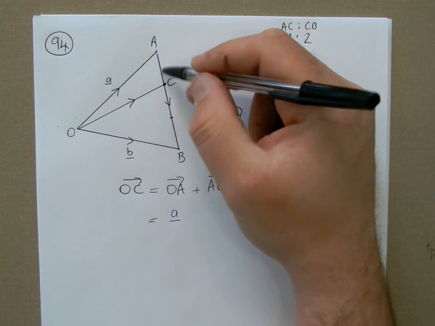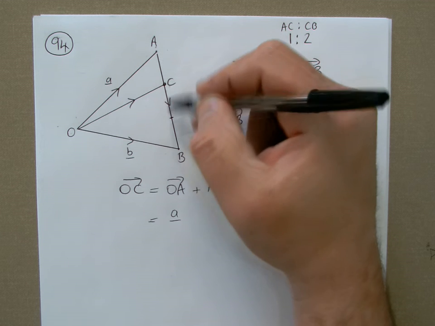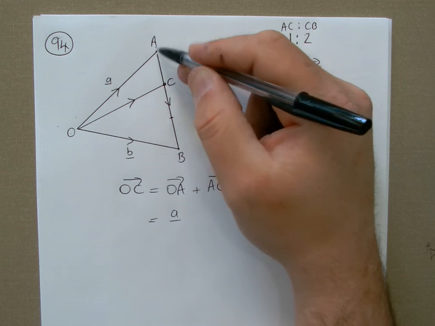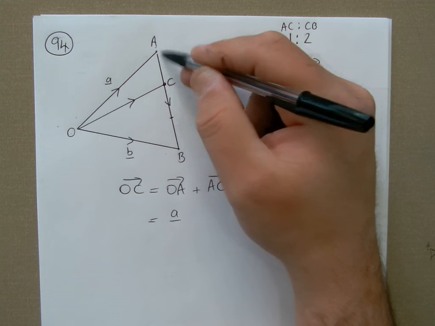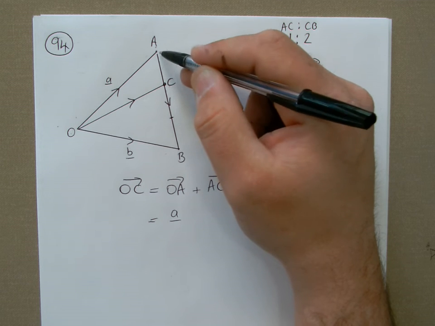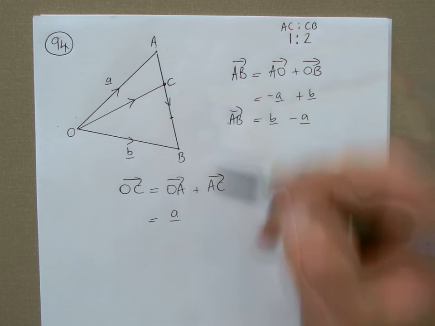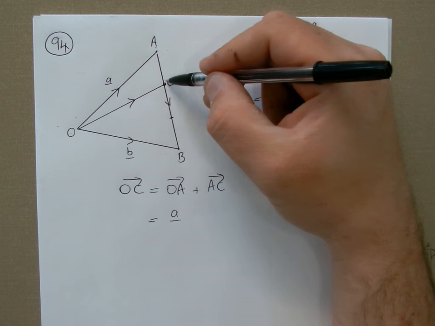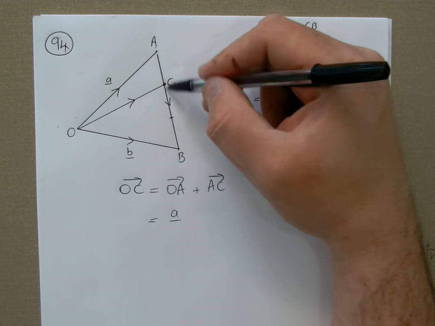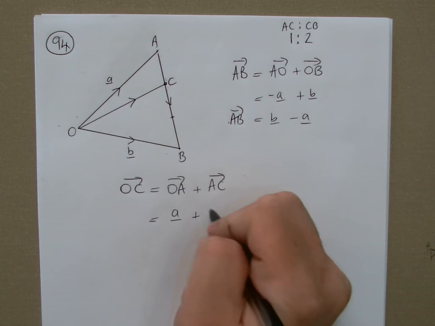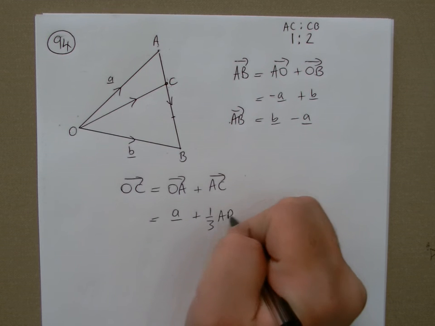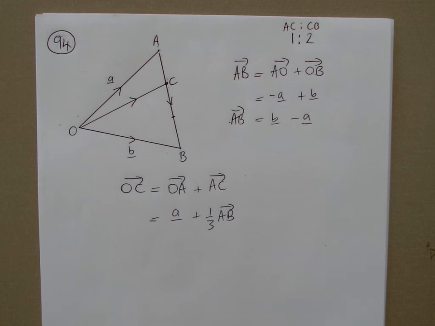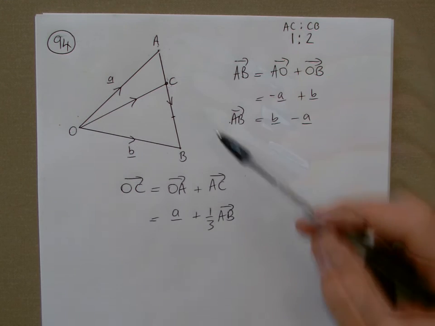However, A to C is on the same road, if you like, as A to B. It's the same direction as the vector A to B. So we can think of A to C as a fraction of the vector A to B, a part of it. And the fraction, if you think of it from A to C, is going to be 1 part out of the total of 3. So we can think of A to C as 1/3 of A to B. So I hope that makes sense there.